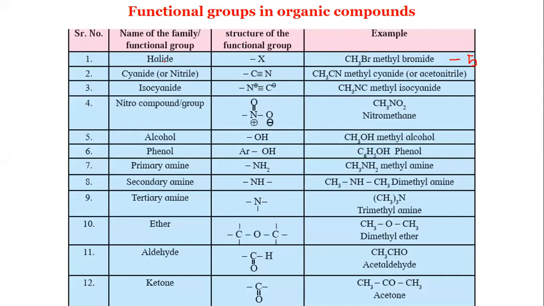So the first one is halide. The name of the functional group is halide. It is denoted with a dash and X. This dash indicates this halide is attached to another group. Here one example is given, CH3Br, methyl bromide.